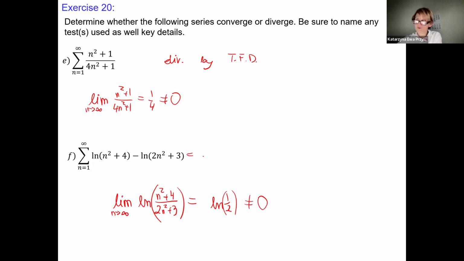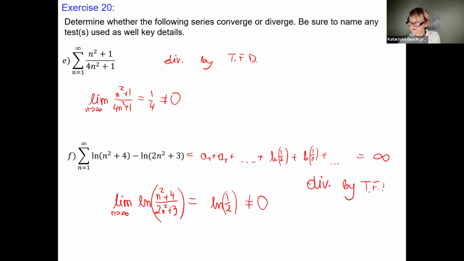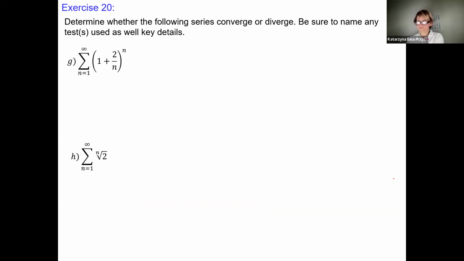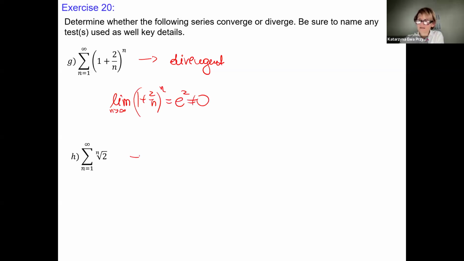Different than 0. That means we will be adding the first term, the second term, and then eventually we will keep adding those terms. Writing infinity is not proper, but we know it's divergent by test for divergence. Okay, A, B, C, D, E, F, G. Is G also divergent? Divergent. We know the limit. What is the limit? Really quickly, I want to double check. Yes, different than 0.